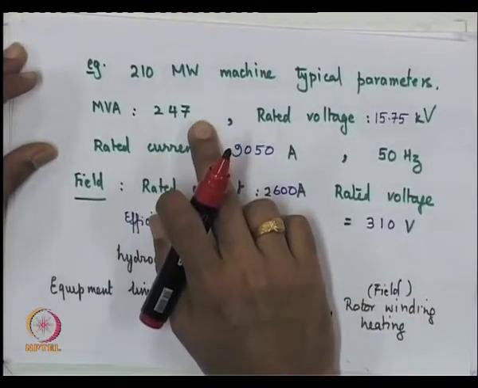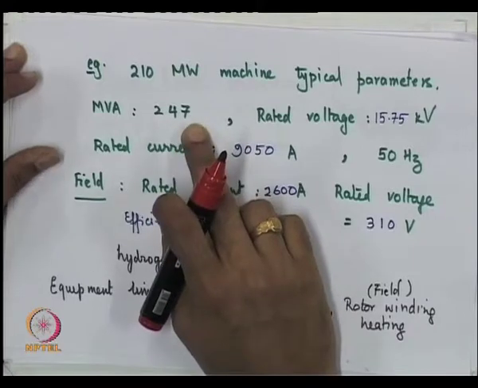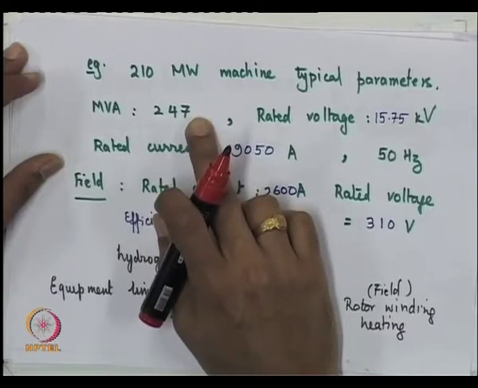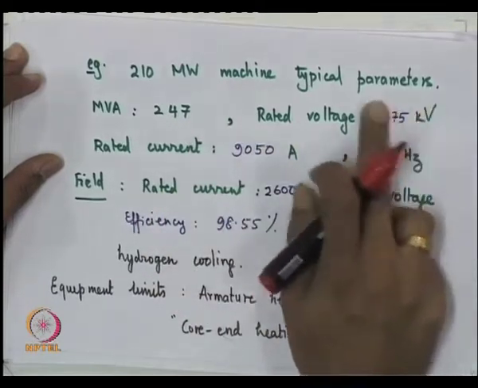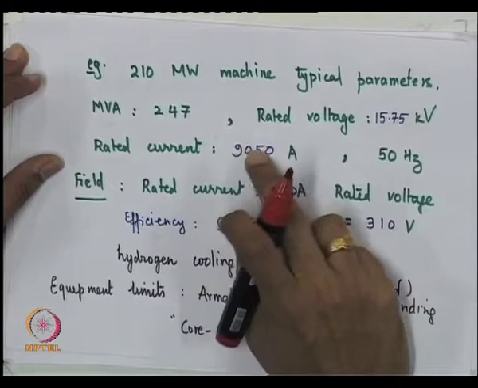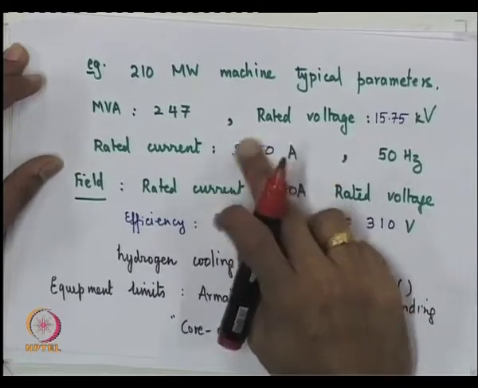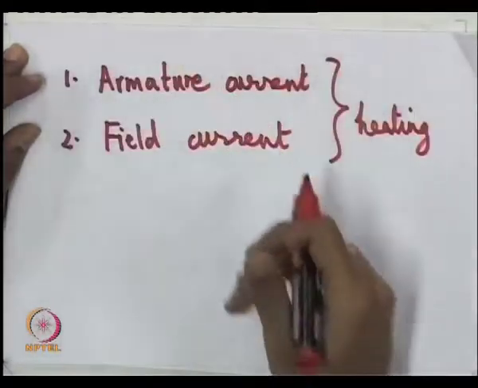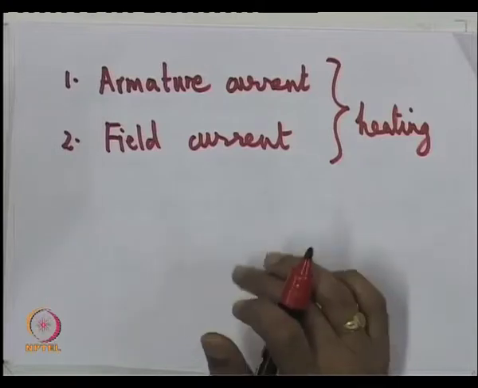So, root of P square plus Q square, where P is the real power and Q is the reactive power, should not exceed 247. Otherwise, since the voltage will always be maintained near about this value, the current will exceed its rating. So, you have to maintain root of P square plus Q square less than 247.